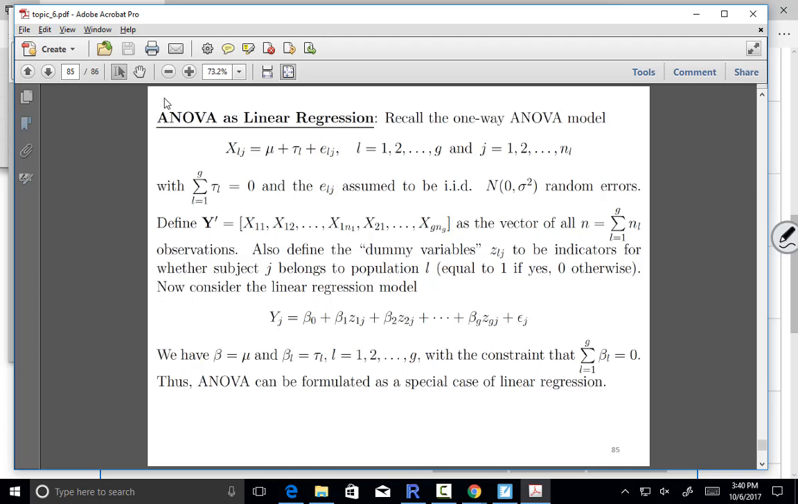Okay. So let's wrap up topic 6 there. You now have tools to do multivariate inference on a mean, or a difference in means, or 3 or more means. That's a big toolkit. You can do a lot with that.